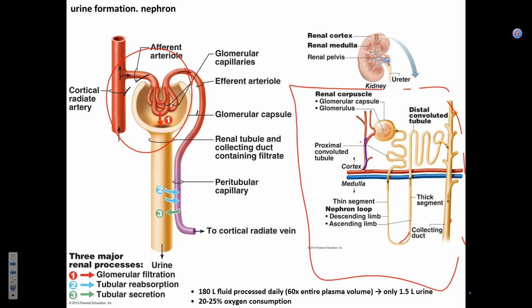flows through the blood vessel and enters the capillary in the glomerulus. Filtration happens here. Whatever is filtered enters the glomerular capsule. From the glomerular capsule, the filtrate, it's not urine yet, filtrate, flows into the renal tubule. The renal tubule has 3 very distinct parts: proximal, nephron loop, and distal convoluted tube.